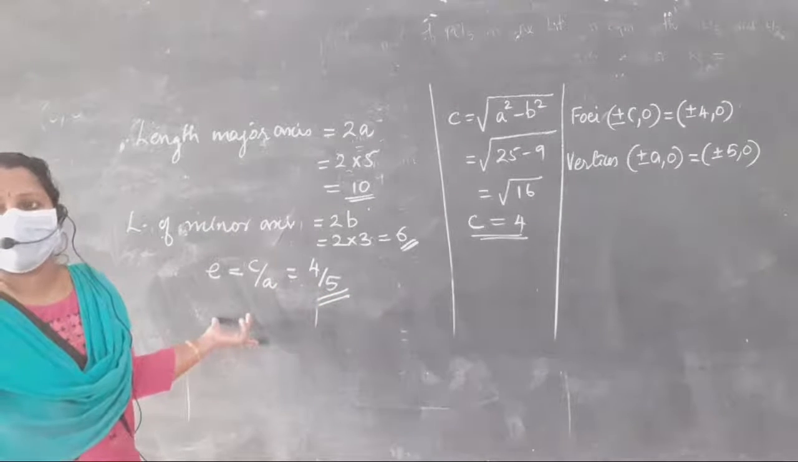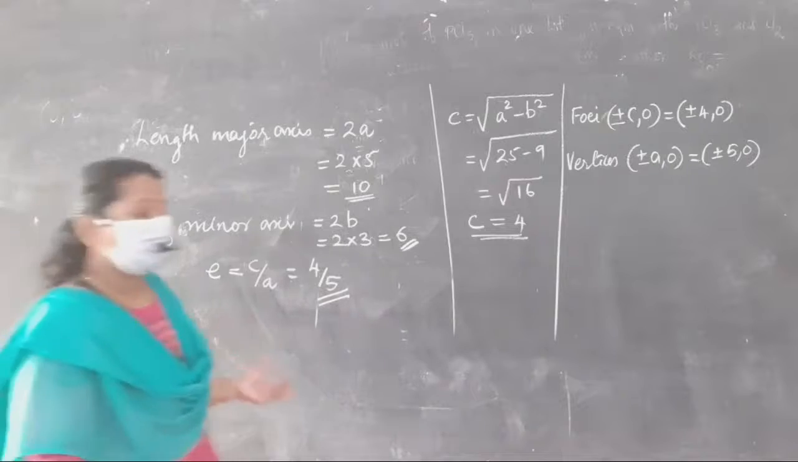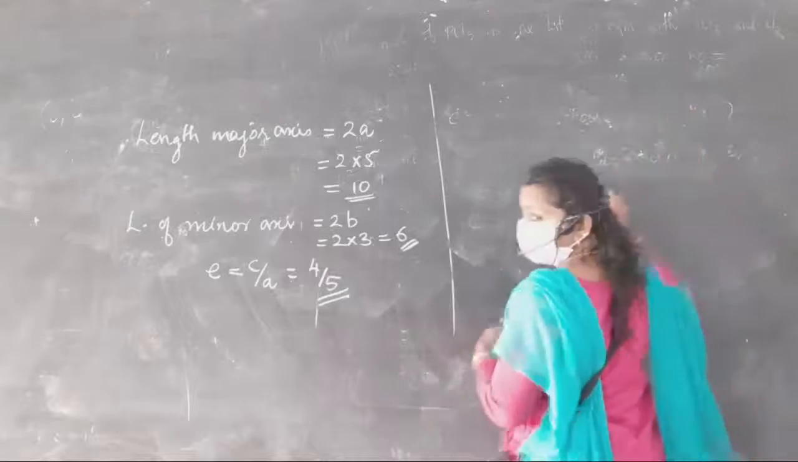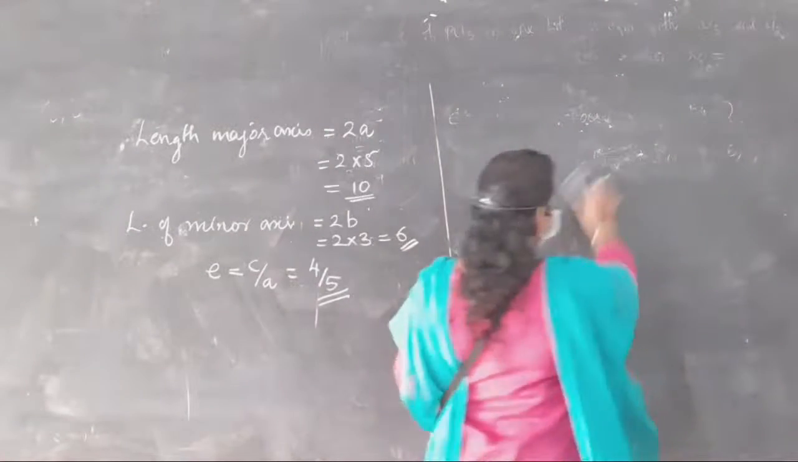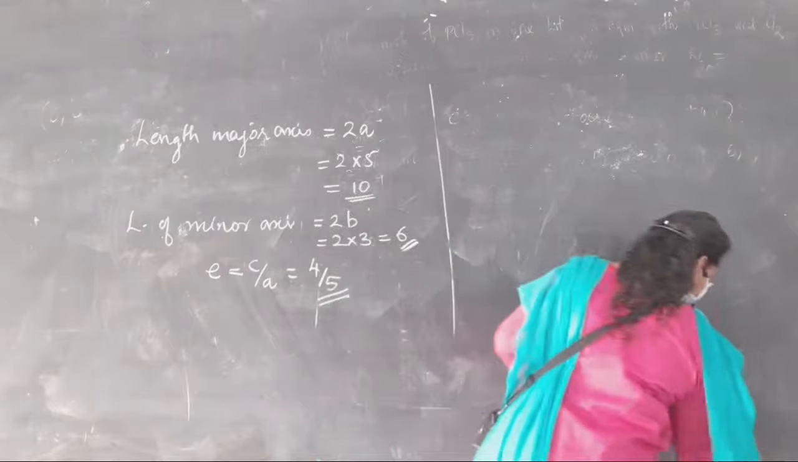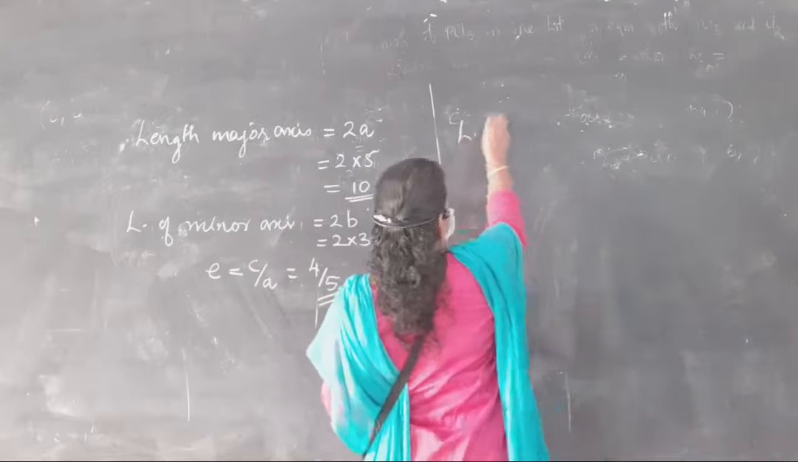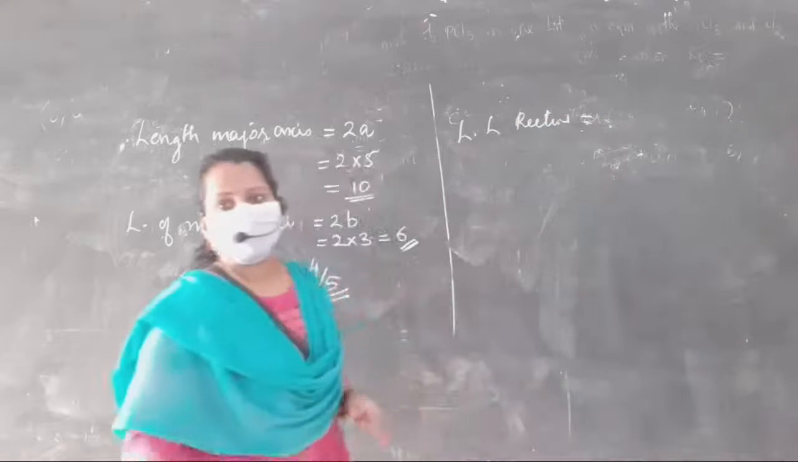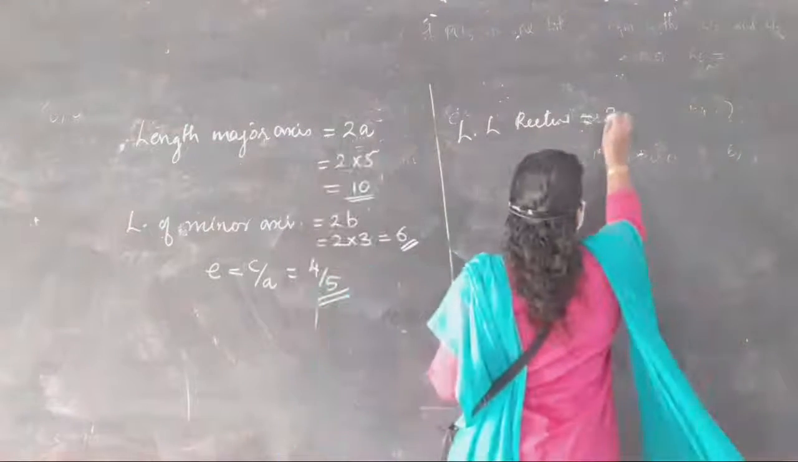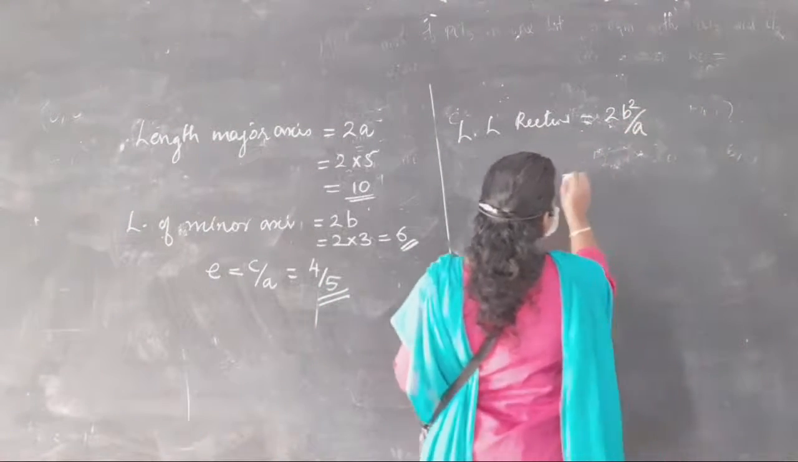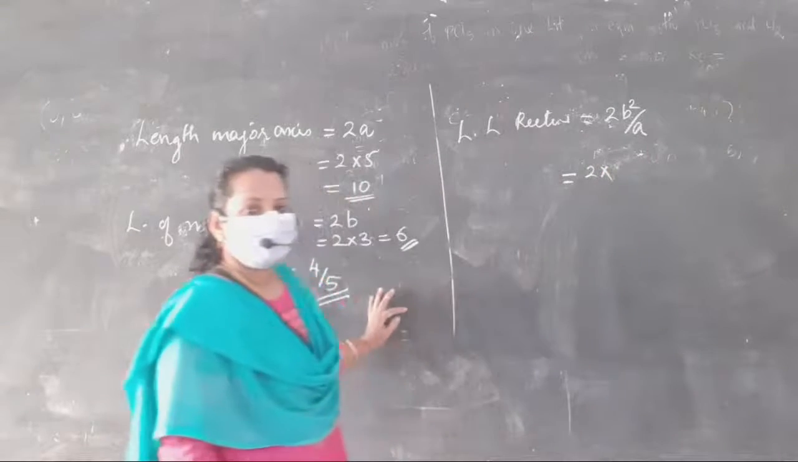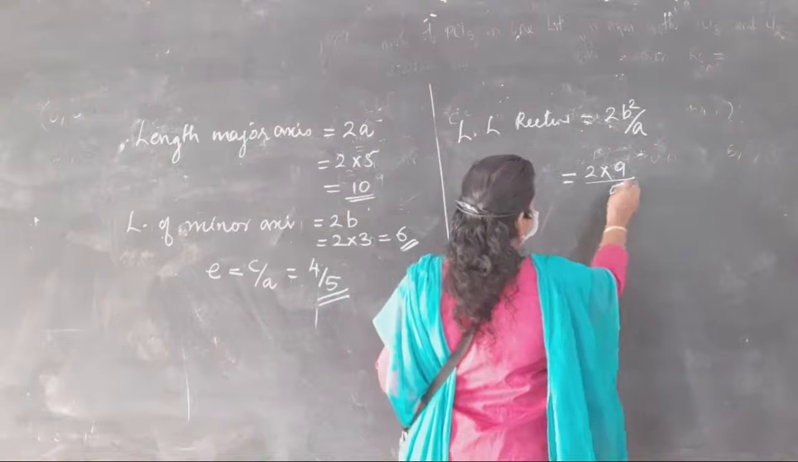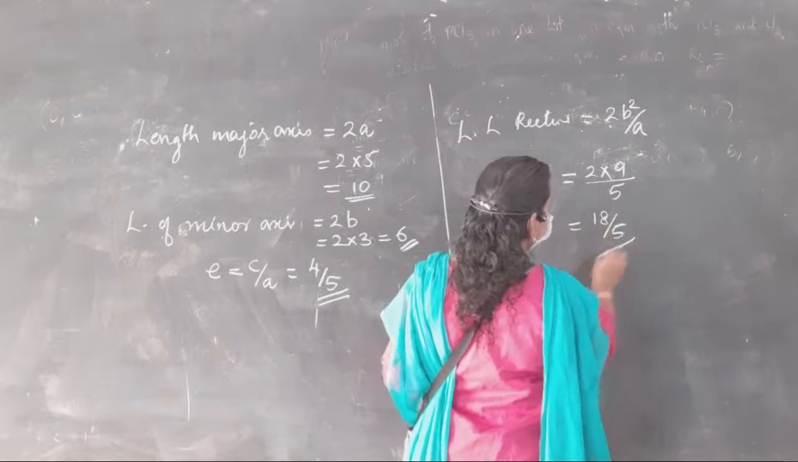Then length of latus rectum. What's the length of latus rectum? 2b square by a. That's equal to 2 into, what is b square? 9. 2 into 9 by 5. That is 18 by 5.